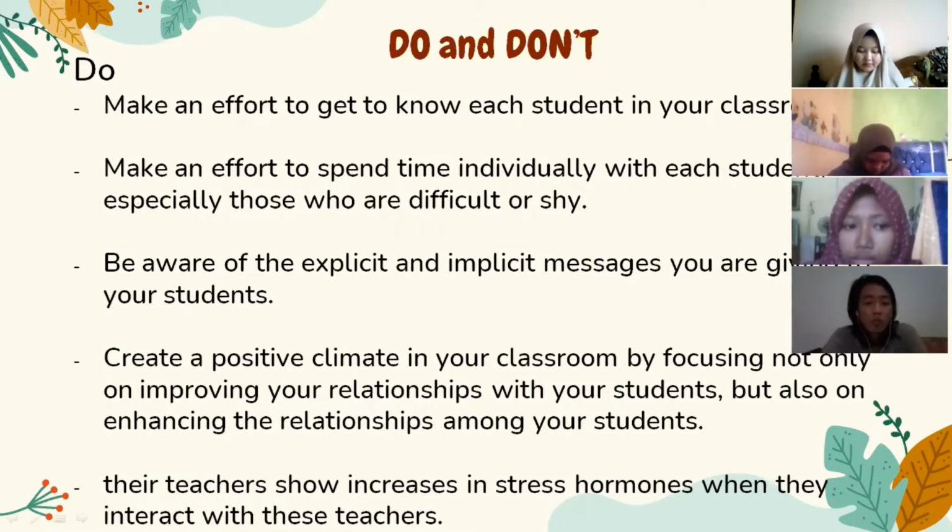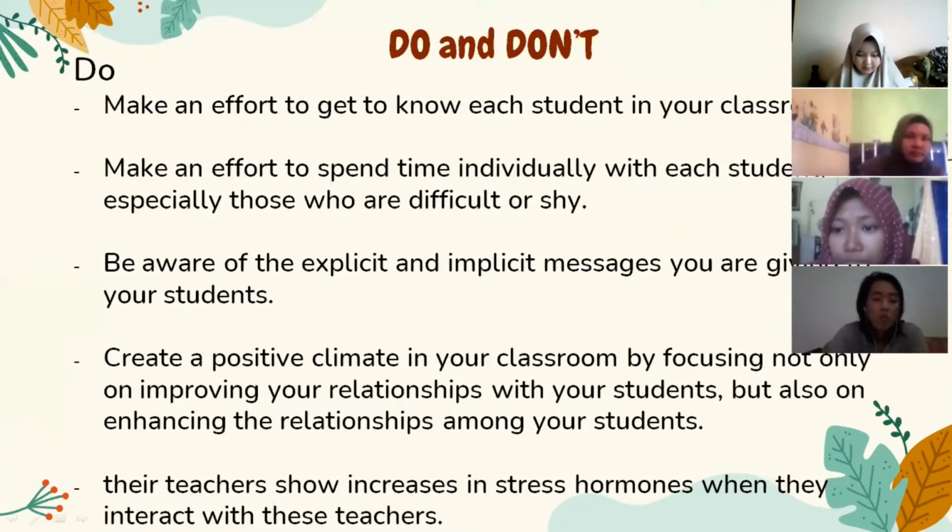The next is be aware of the explicit and implicit messages you are giving to your students. Be careful to show your students that you want them to do well in school through both actions and words. The next is create a positive climate in your classroom by focusing not only on improving your relationship with your students, but also on changing the relationships among your students. So you can improve the relations between teachers and students, or students and other students.